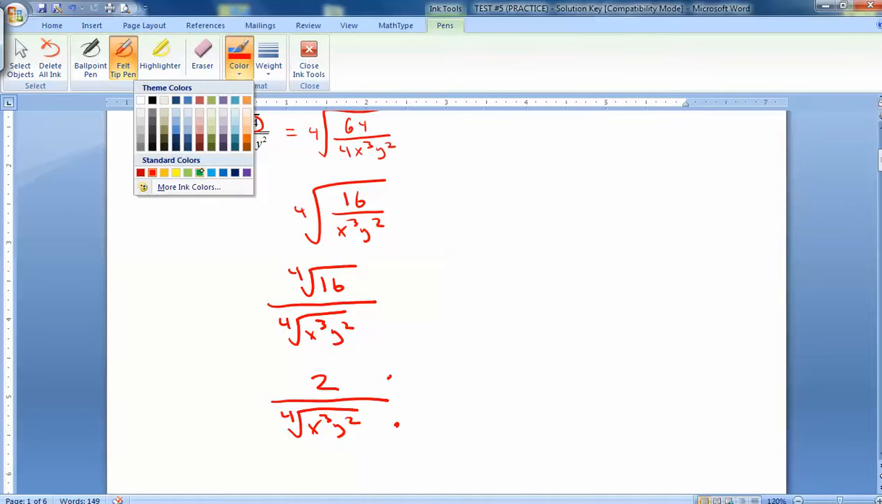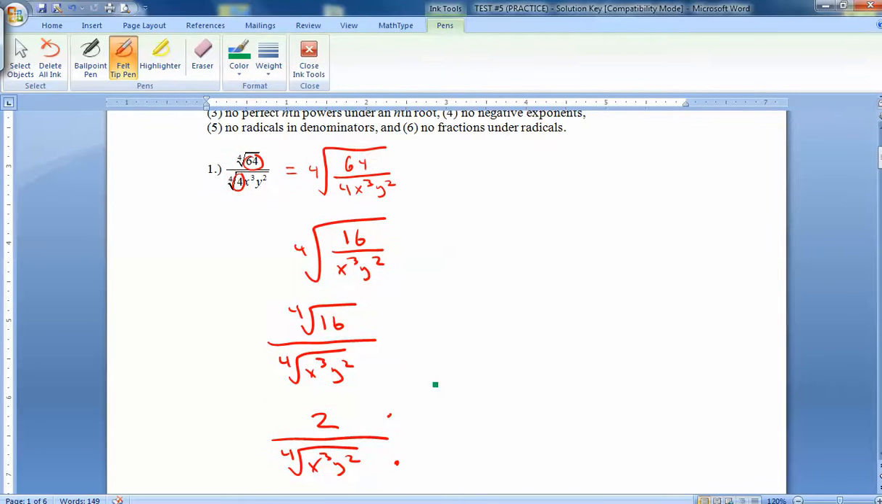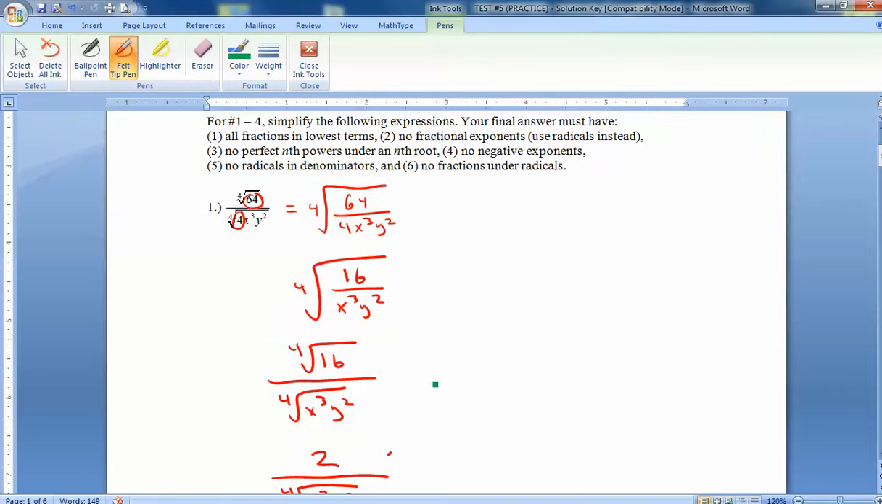We'll change colors. Now remember, part of the instructions say no radicals in the denominator. Also, no fraction under the radicals. So we couldn't leave it like the 4th root of 16 over x cubed y squared. And also no perfect nth powers. That's why we took the 4th root of 16.